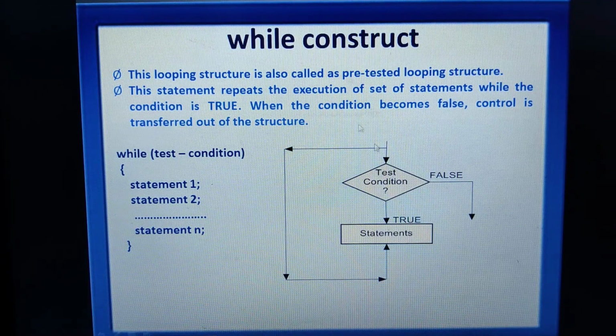Here I have just replaced it with the statements. If this test condition is true, then these statements will be executed, and after that the repetition takes place. This repetition continues as long as the given test condition is true. Once the test condition becomes false, control will jump to the next statement. We can attach this flow to the next statement here. That means the control moves out of the while structure.